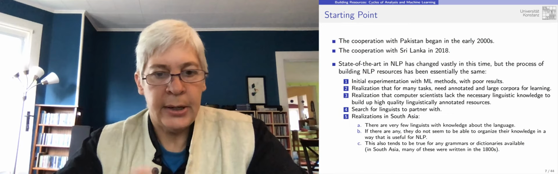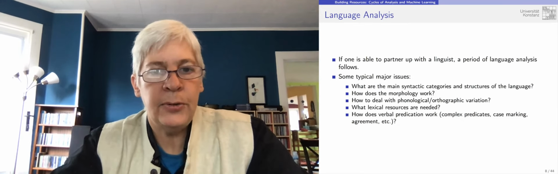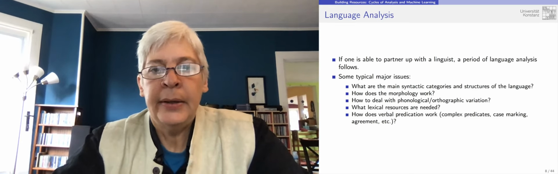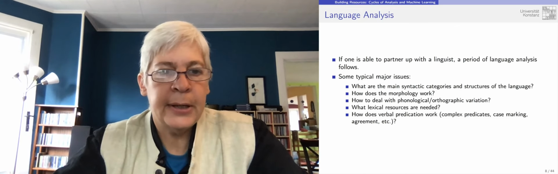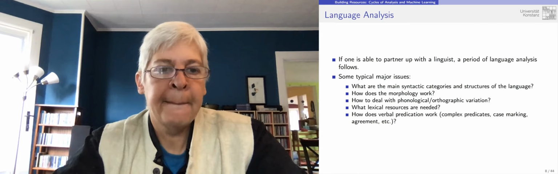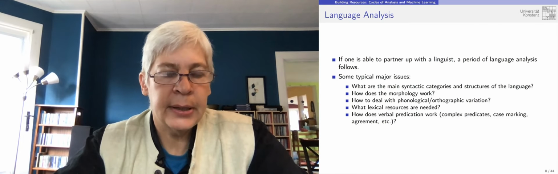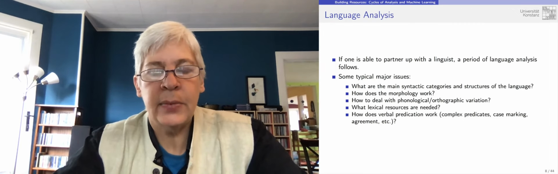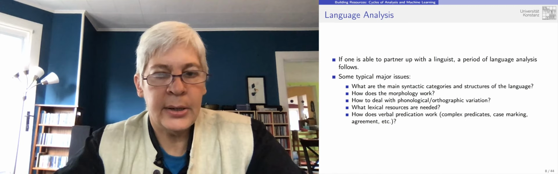So these are all difficulties to overcome. But if you do find a linguist like that, then generally there's a period of language analysis. The NLP application won't be built tomorrow. Unlike the expectations with a lot of the machine learning things that you see coming up, or that I see in papers that I review, it usually takes a while to build a really good resource. That's because it takes a while to figure out some major issues, and I'll also say basic issues.